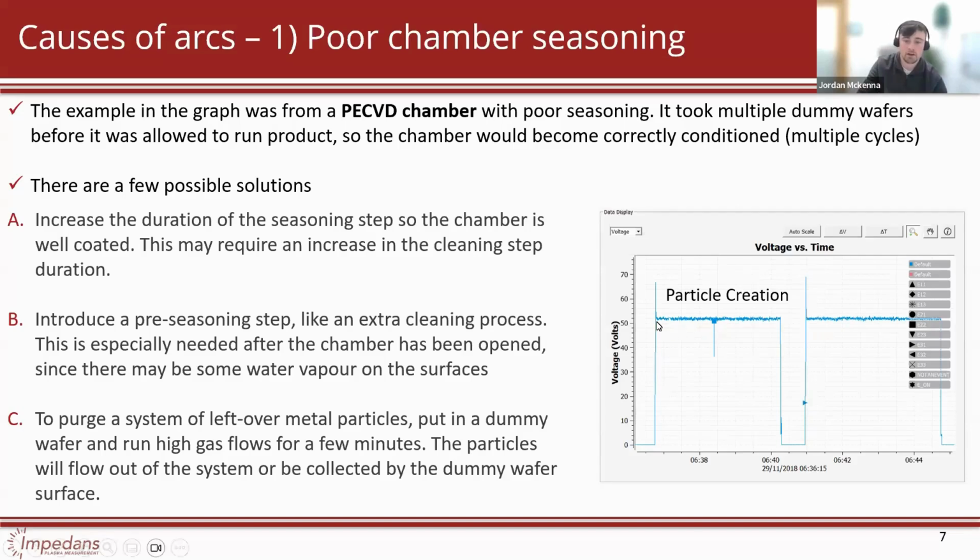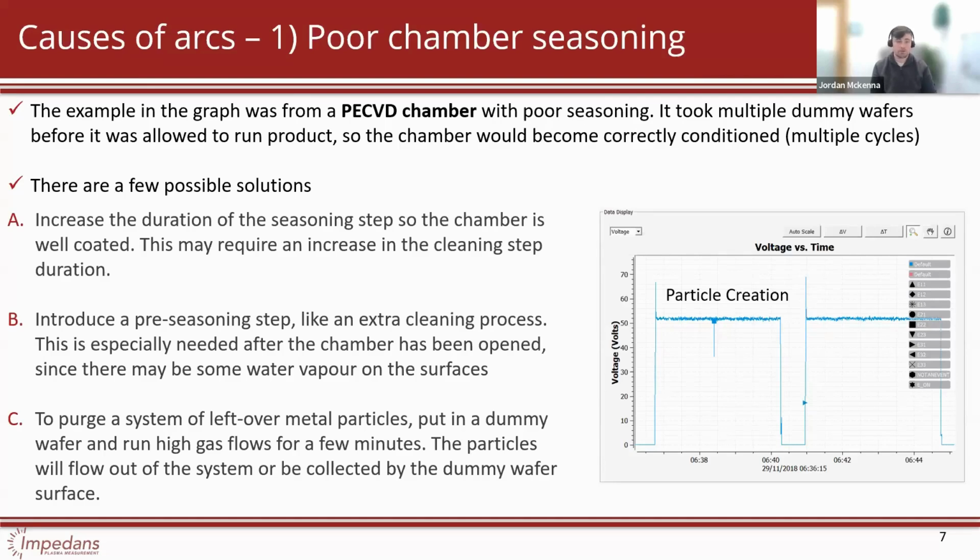So if we look here, in this kind of diagram, we see it's stable, stable, and then we get a spike in voltage where it changes from about 50 volts to about 35 volts maybe. This is very common, and there are a few possible solutions. One is just to increase the duration of the seasoning step so the chamber is well coated. This may require an increase in the cleaning step duration.